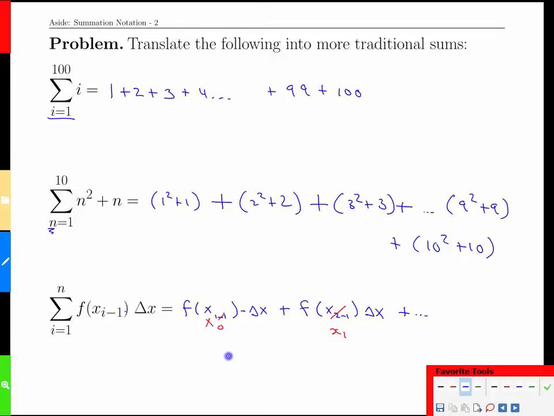And then we could do a few more terms. And then the last one would be x sub n minus 1 times delta x. So this would be a way to capture a long or potentially long series of height times width calculations in a nice compact form.